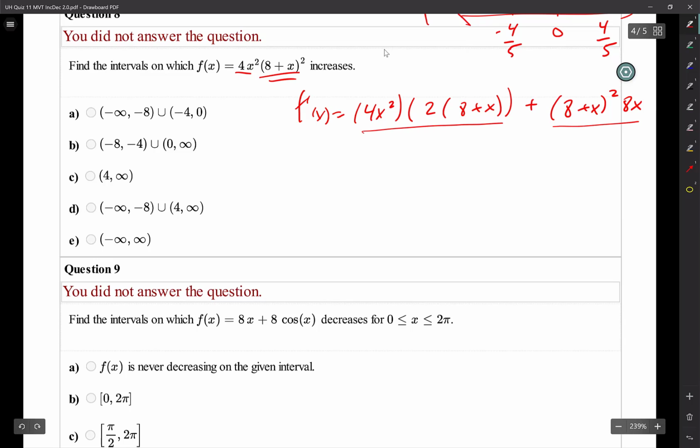Let's see. I can definitely factor out an 8 plus x. Is there anything else I can factor out? 4 times 2 is 8x. Do you guys see that right here? That's 8x squared. Can I factor out an 8x?